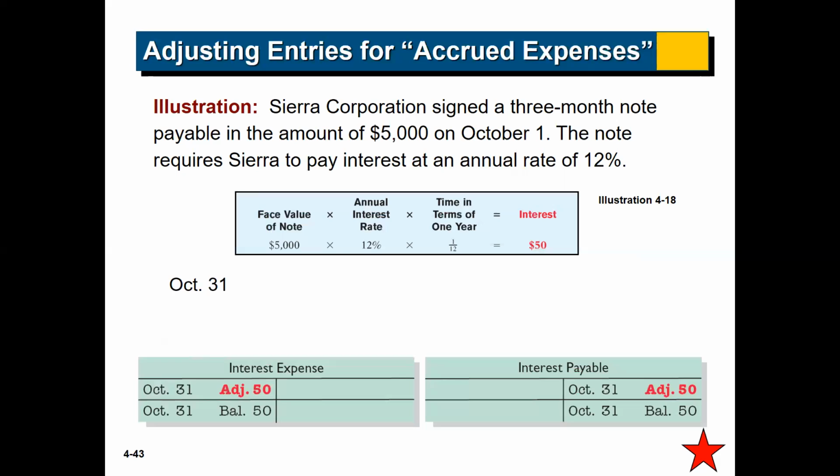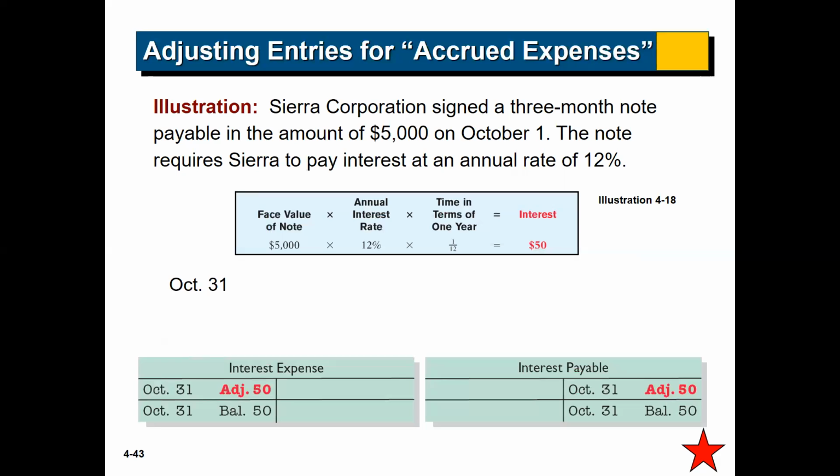Okay. Now, what if this problem said that we were figuring the interest for the quarter? How many months are in a quarter? 3. So then this would become 3/12. If they told you you're doing the interest for 6 months, it would become 6/12. If you counted it out and it was 6 months, it would be 6/12. All right. So the interest is $50.